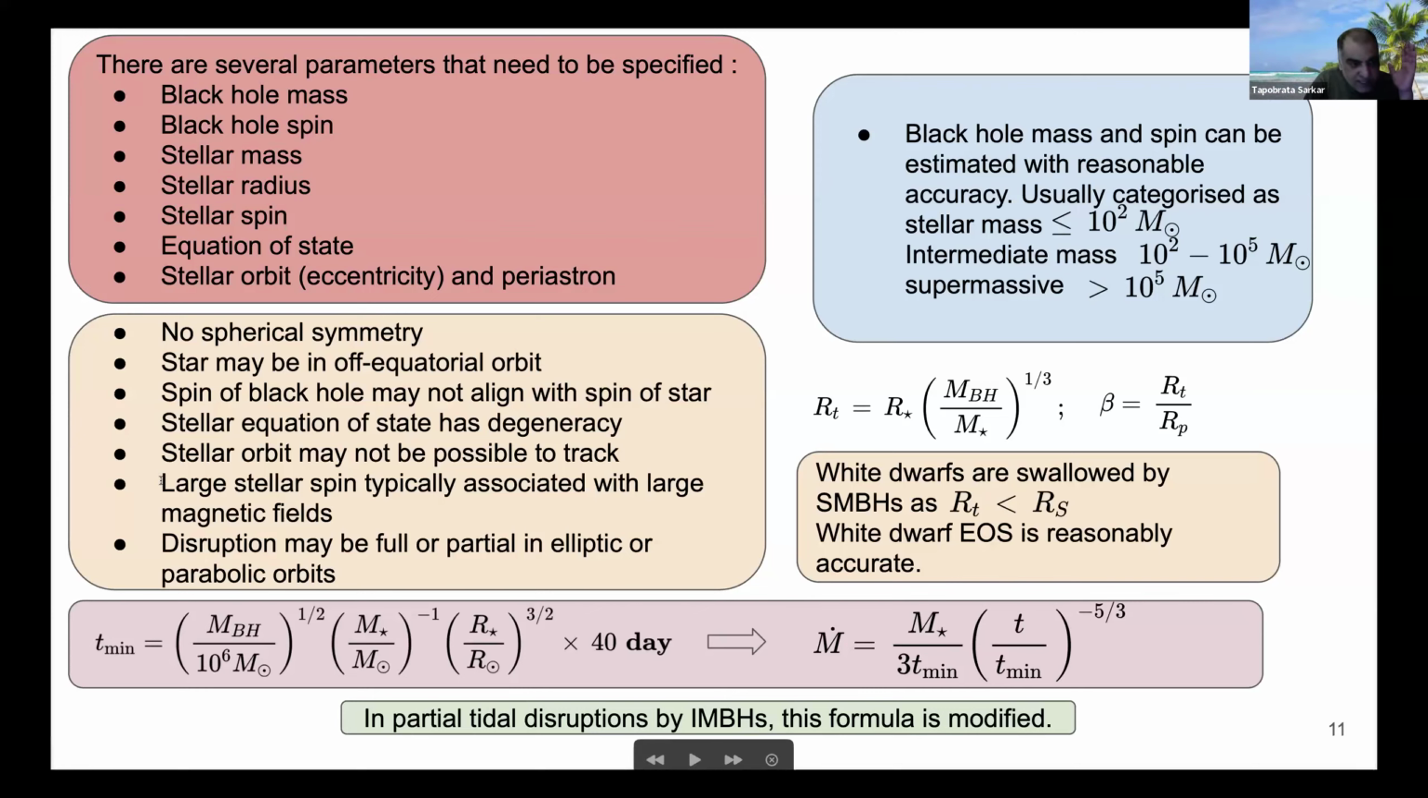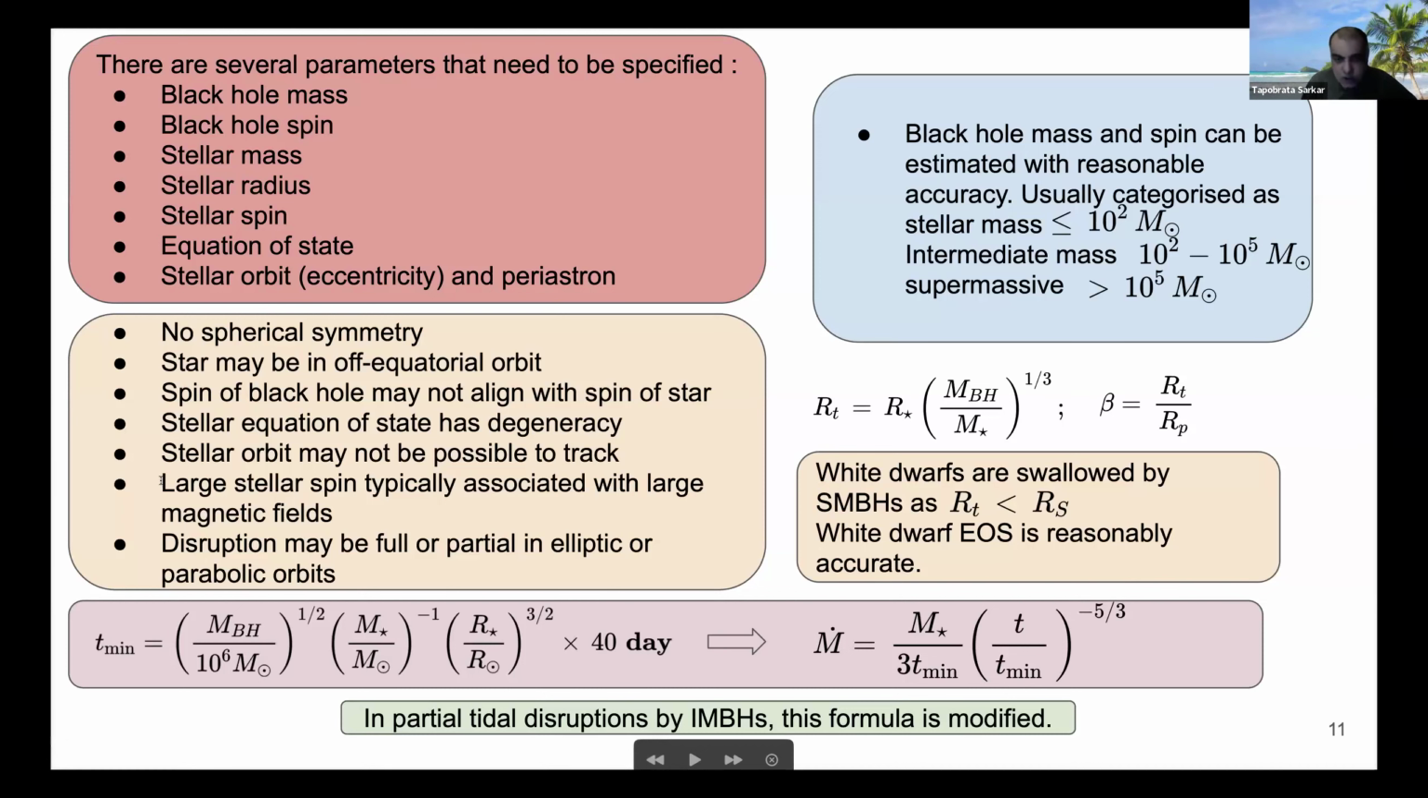The other problem is that, for example, large stellar spins may typically be associated with large magnetic fields, and therefore you have to actually simulate magnetohydrodynamic equations. And then these disruptions may be full, they may be partial, they may be in elliptic orbits, they may be in parabolic orbits. How do you fix all these things? So it's a big landscape. And as of now, as far as I'm aware, there is no real answer to how to accurately do these things. But these attempts are going on.